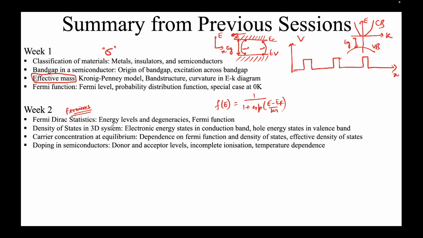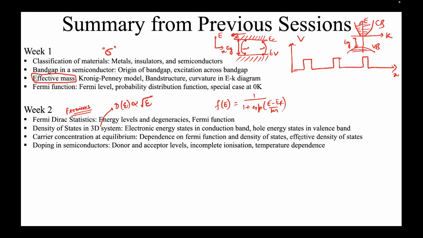Finally, we talked about the density of states. Density of states in a 3D system is given by this function. We saw that it goes as the square root of energy, right? And these essentially define how many energy states are here in, let's say, this conduction band, how they are distributed, and similarly over here, what's the distribution, right?